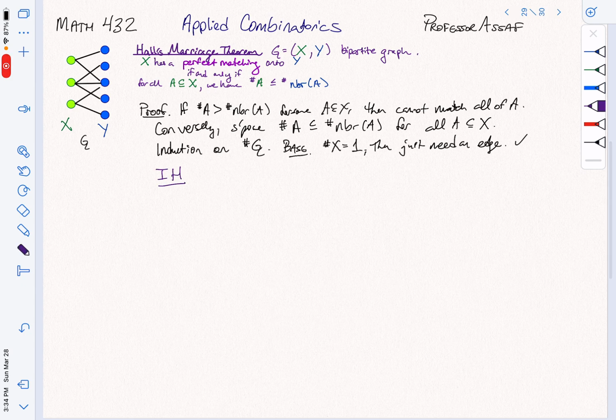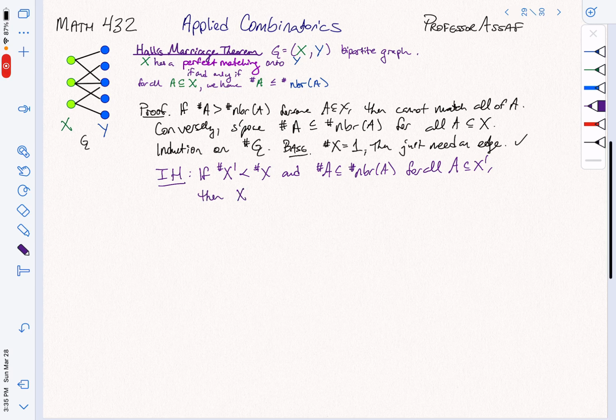The inductive hypothesis says the following. If X prime, the size of X prime, is strictly less than the size of X, and we still have our condition that the number of elements of A is less than or equal to the number of neighbors of A for all A that are a subset of X prime, then X prime has a perfect matching onto its neighbors. Okay, that's our inductive hypothesis. Let's make this precise: we're doing induction on the size of X.